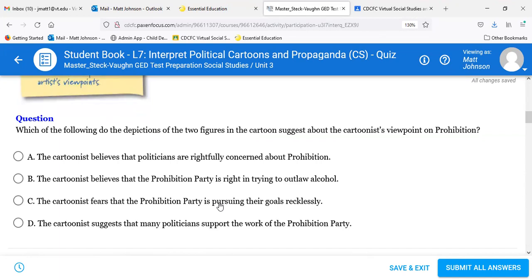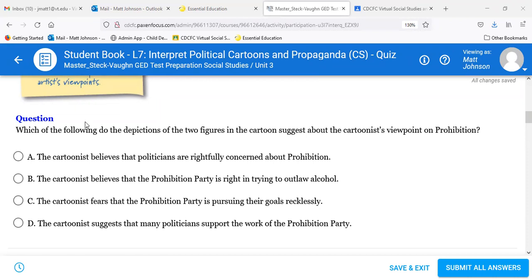Which of the following do the depictions of the two features in the cartoon suggest about the cartoonist's viewpoint on prohibition? A. The cartoonist believes that politicians are rightfully concerned about prohibition. B. The cartoonist believes that the Prohibition Party is right in trying to outlaw alcohol. C. The cartoonist fears that the Prohibition Party is pursuing their goal recklessly. D. The cartoonist suggests that many politicians support the work of the Prohibition Party.